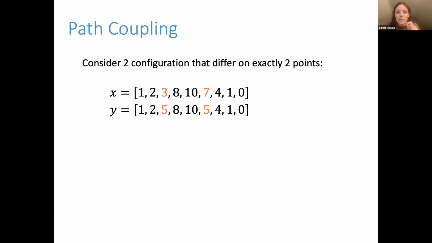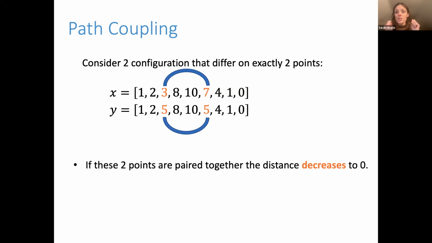Just to remember our Markov chain, it starts by randomly shuffling the points, and then it pairs adjacent points. So if after our random shuffling, these 2 points that differ happen to be adjacent, then our distance decreases to 0. We can choose the same new pairs of points in each of our chains X and Y, and the distance decreases to 0. So this is the good case. This is going to solve everything.